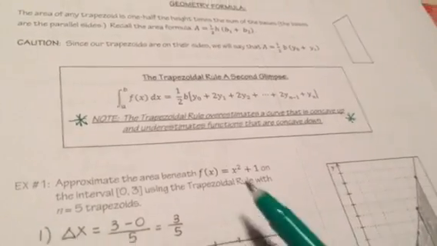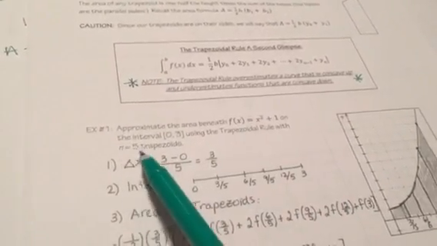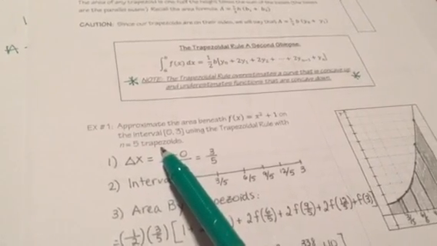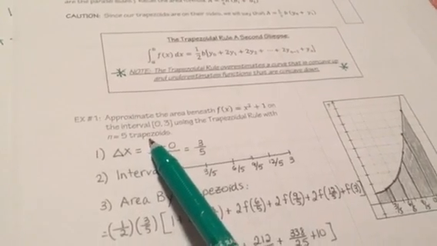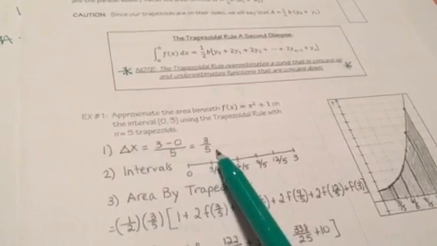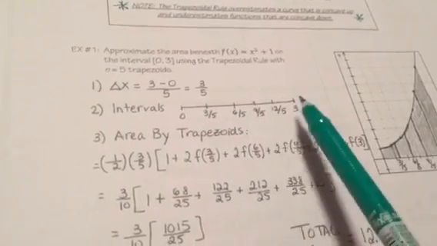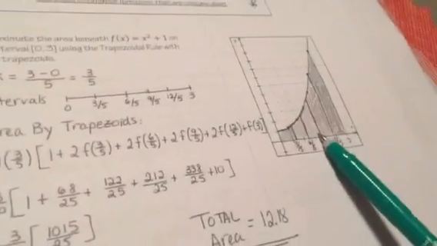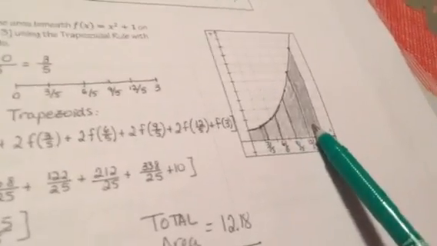Approximate the area beneath this function on this interval using the trapezoid rule with 5 trapezoids. Just like we did with left-hand sums and right-hand sums, we need to find, in this case, the height of our trapezoids first. We take our interval and divide it by the sub-intervals, which gives us 3/5. So our intervals go from 0 to 3/5, 6/5, 9/5, 12/5, and finally to 3. If we draw them out, we've got 1, 2, 3, 4, 5 trapezoids. We have to find the area of each one.